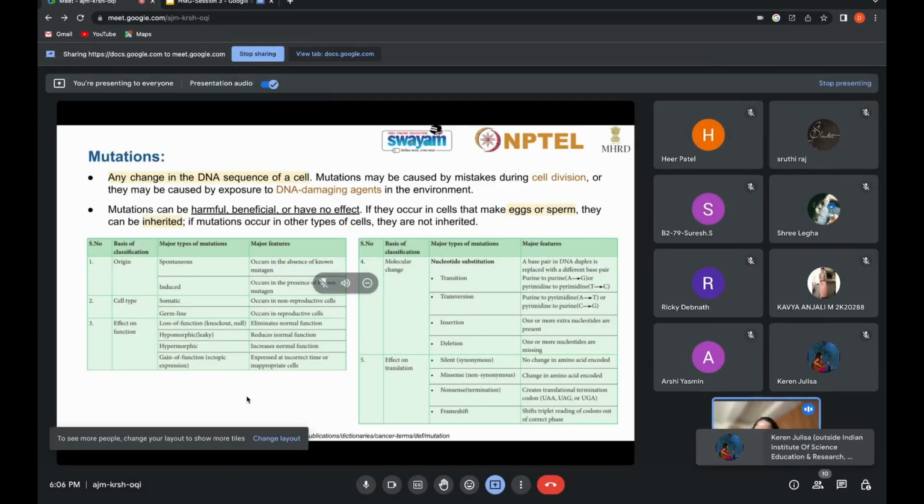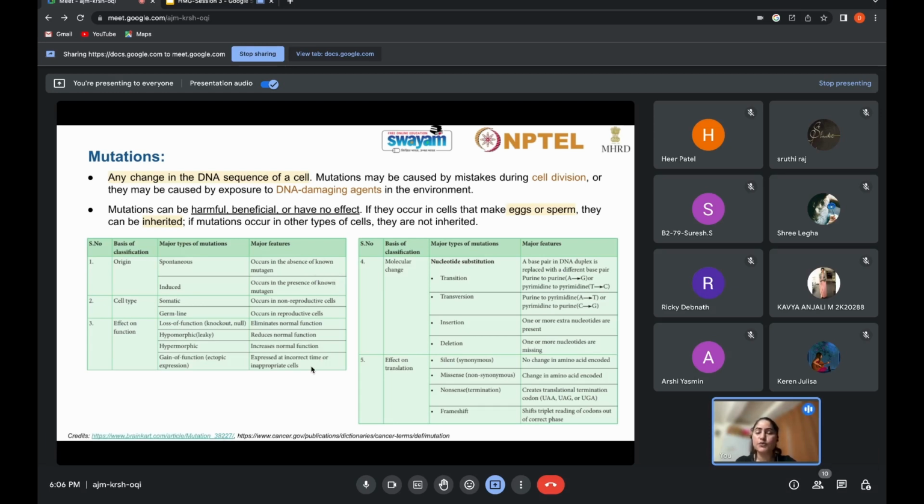Then comes gain of function or ectopic expression. Whenever a particular mutation leads to gain of function, or leads to the expression of a particular gene at an incorrect time or in inappropriate cells, that is known as a gain of function mutation. Then comes the mutations on the basis of molecular change. If there is a substitution in the nucleotide, then on the basis of that, the mutation can be a transition.